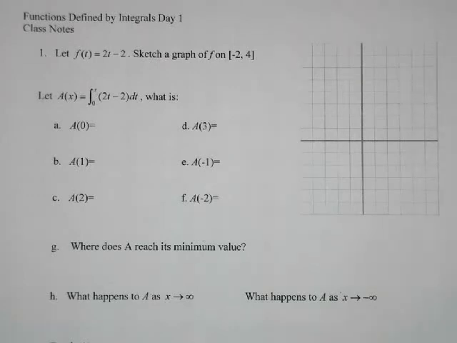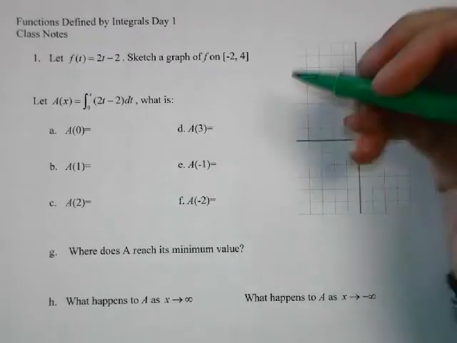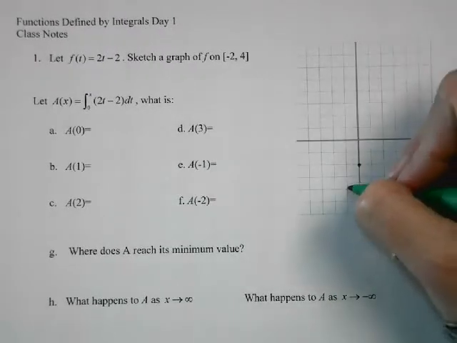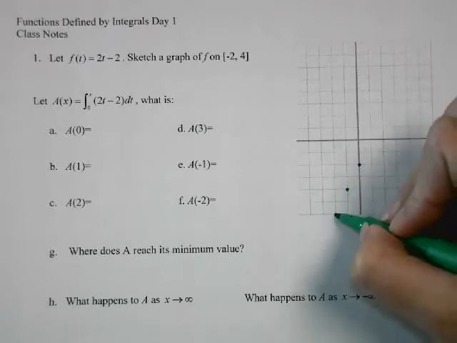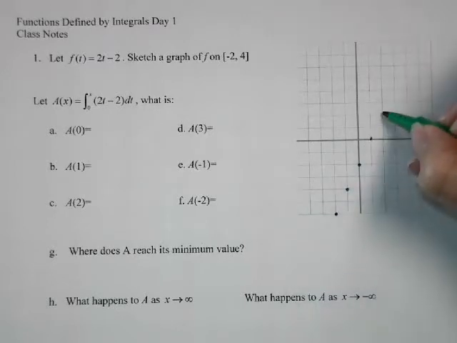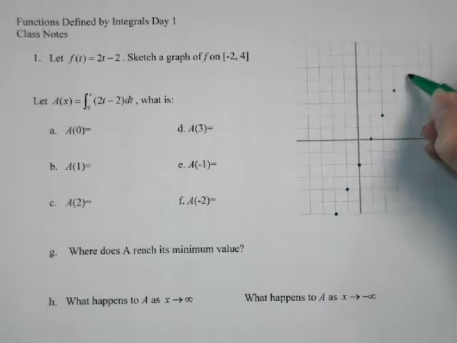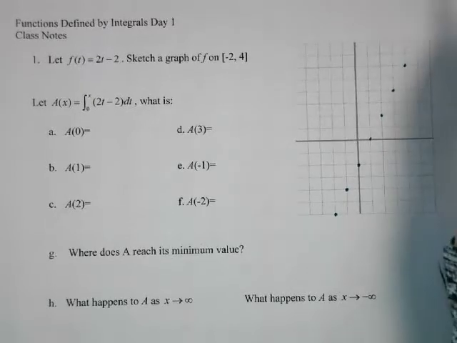Today we're going to look at functions defined by integrals. So we're going to let f of x equal 2t minus 2 on the interval negative 2 to 4. So we're going to go ahead and graph negative 2 with a slope of 2 from negative 2 to 4.